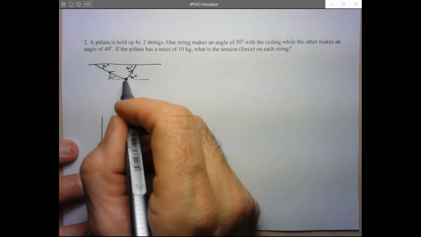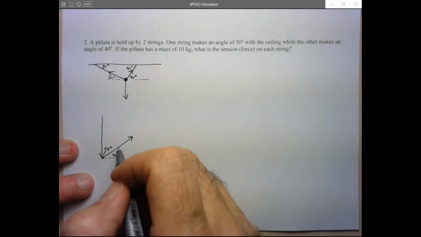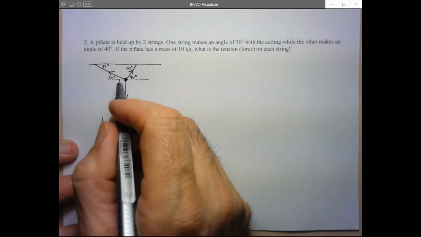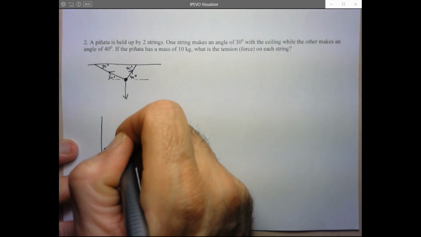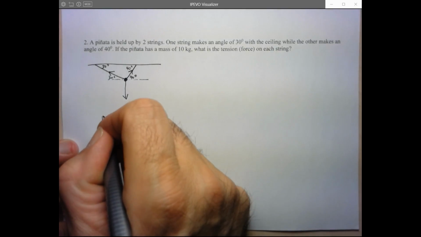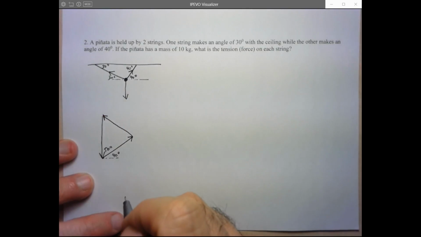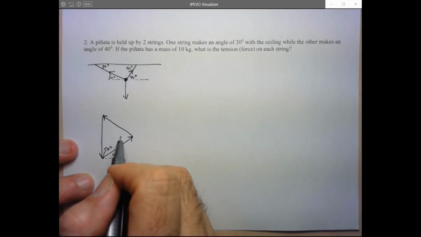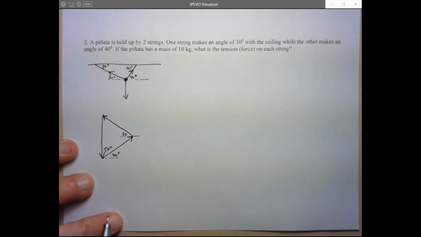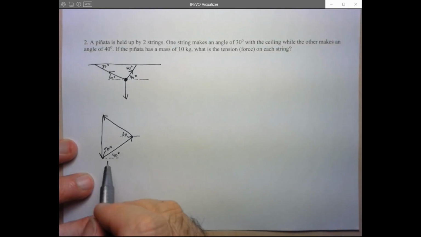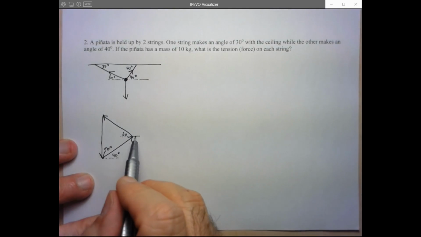I'm not 100% sure which one's going to be bigger, because in the end, I'm just using this as a guide. And I know that because the object is in equilibrium, that third vector is going to have to close off the triangle. Okay? Now remember what we had. We had that this angle here was 30.